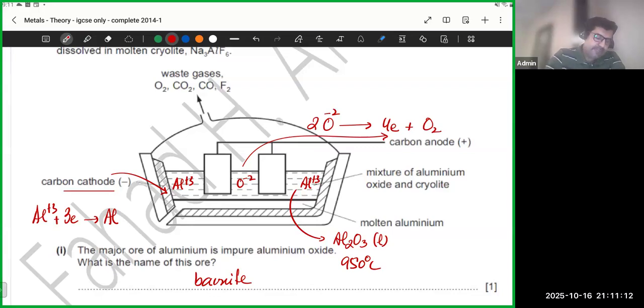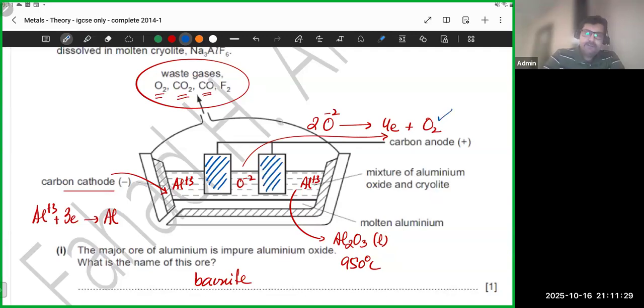The waste gases are that you're getting oxygen gas, but you're also getting carbon dioxide gas and carbon monoxide gas. I told you that these anodes are made out of graphite, which is carbon. Once oxygen gets formed, the carbon anodes start to burn because of the very high temperature. They start forming carbon dioxide and carbon monoxide, reacting with the oxygen.